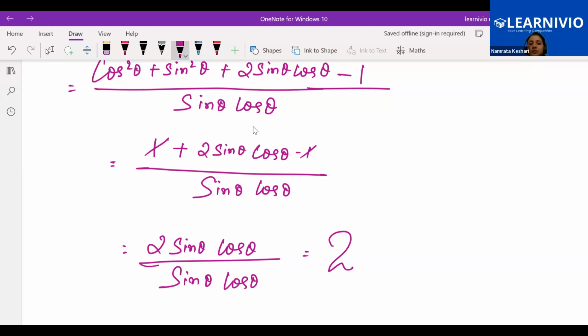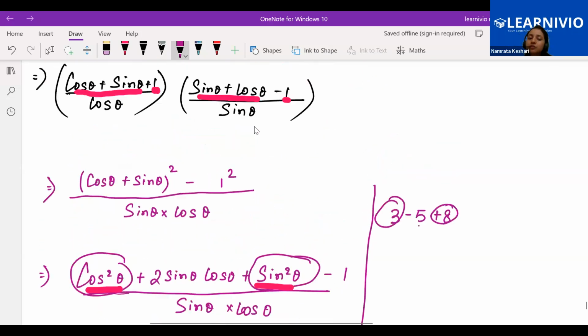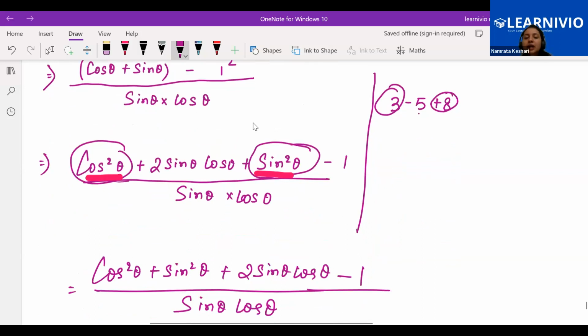Why 2? Because it will cancel out, and everything is in multiplication. That's why we are not worried while doing the cancellation. We don't have to be careful because all are in multiplication with each other. Getting it? Yes, ma'am. So when you are not getting anything, and if there is a proof or find the value or whatever, always try converting it in terms of sine and cos. Definitely it will give you an idea of what to do after that.